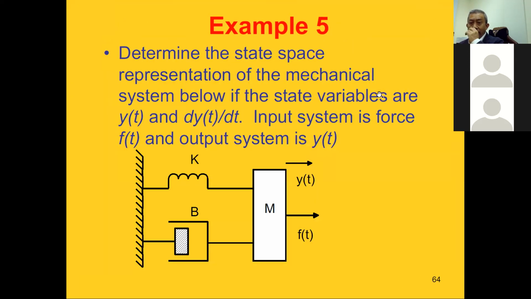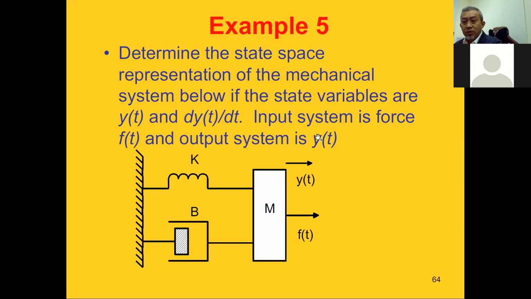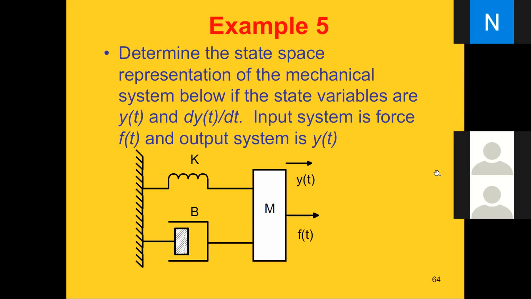Okay, we move to example 5. A simple one for the suspension system of a car. So determine the state space representation of the mechanical system below if the state variables are y of t and the second one is dy over dt. The input of the system is f of t and the output is y of t. Clear?